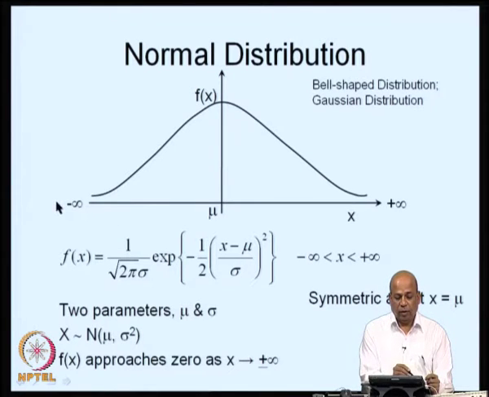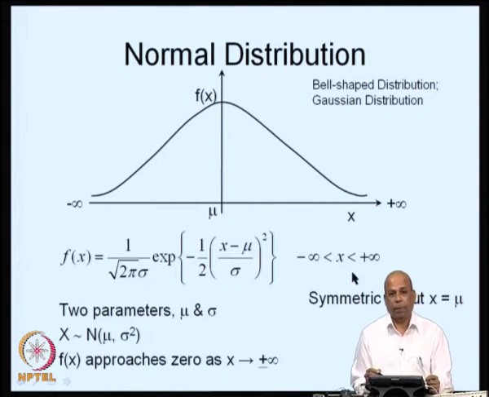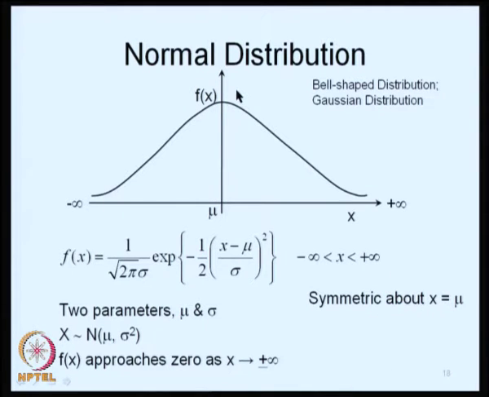The distribution approaches 0 asymptotically as x goes to minus infinity or plus infinity, and it is symmetric about x is equal to mu. The mean, the mode and the median are all the same. So, x is equal to mu also defines the mean and the median and the mode, because this is also the highest frequency value. Then there are other interesting properties of the normal distribution.